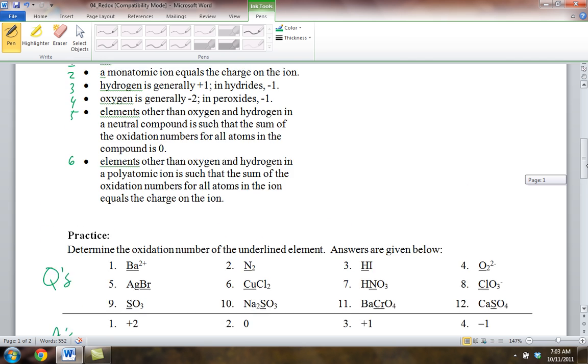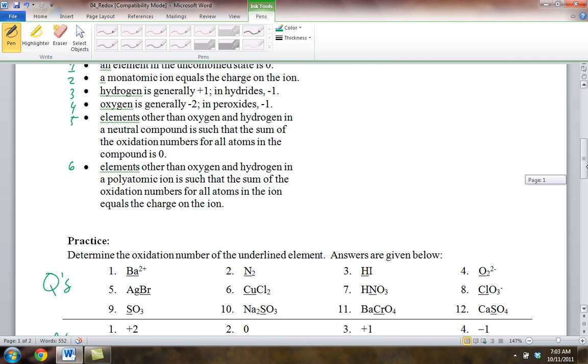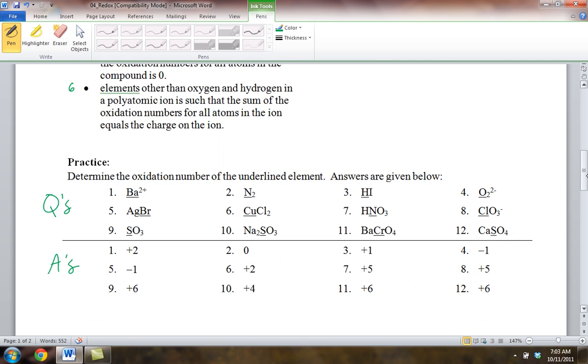So the first rule says that an element in its uncombined state is 0. The only element that we have in an uncombined state here would be nitrogen. Normally an uncombined state means that they're just going to be by themselves. Since nitrogen is a diatomic molecule, that's what it is in its uncombined state. It's going to be N2, so its oxidation state is going to be 0.